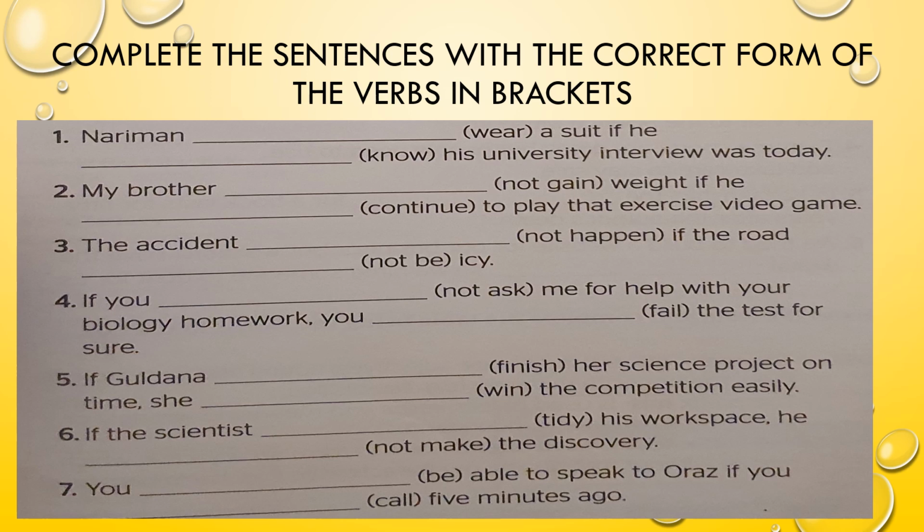Now, if you understood the material, third conditional sentences, the formation of the third conditional, the tenses used in third conditional, let's do the next task. Complete the sentences with the correct form of the verbs in brackets. There are 7 sentences. Please think and complete these sentences.